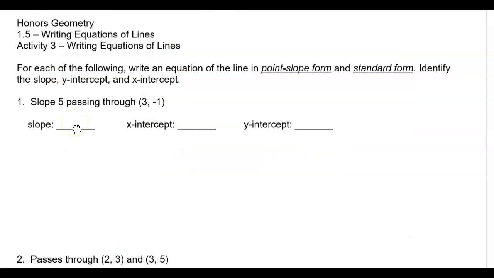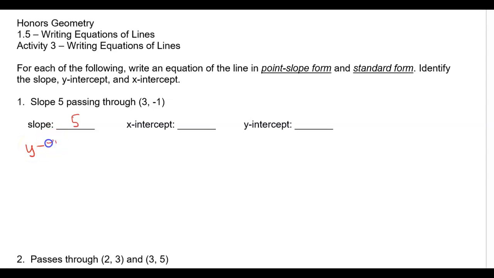For each of the following, write an equation of the line in point-slope form and standard form. Also, we need to identify the slope, the y-intercept, and the x-intercept. To begin with, we have a slope of 5, and it passes through the point (3, -1). So we could set up point-slope form right away.